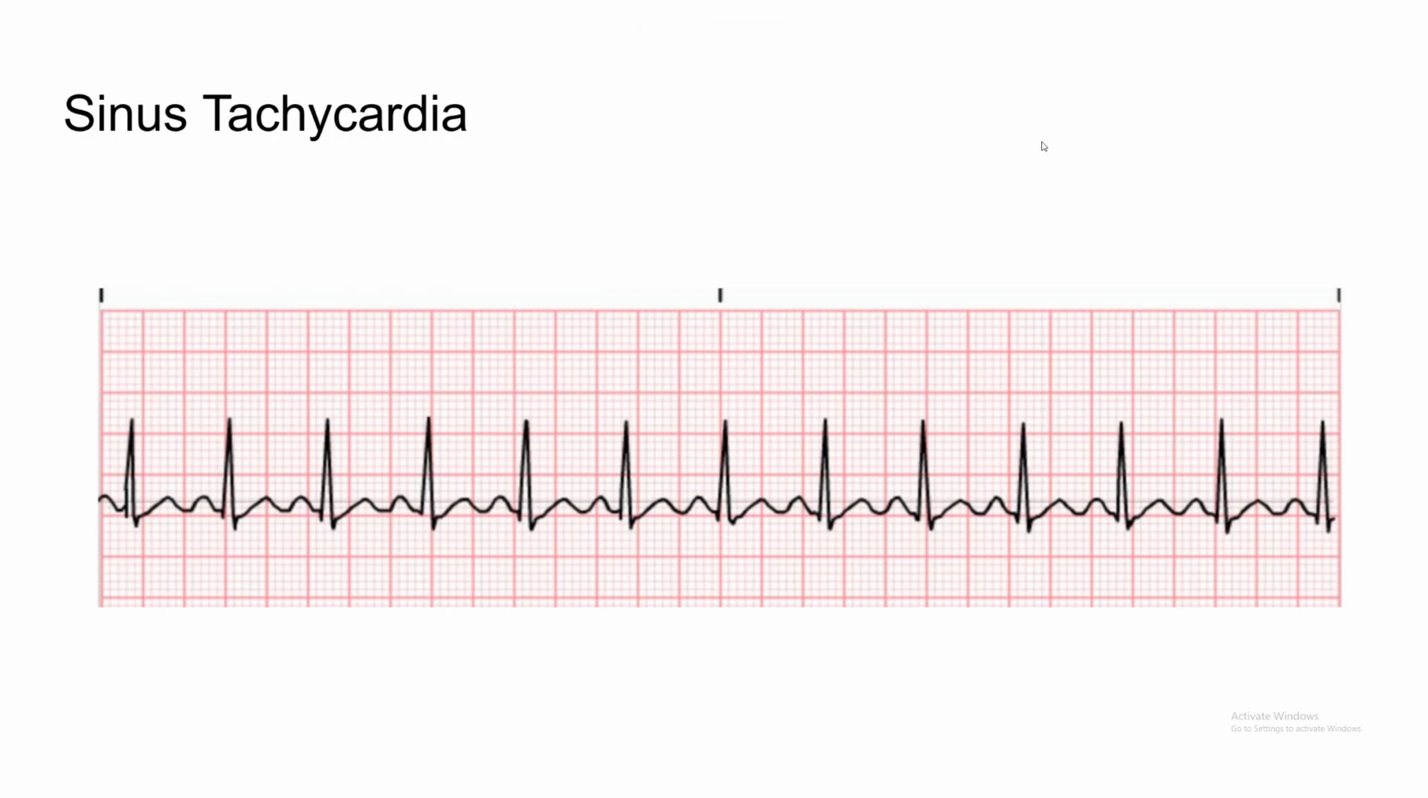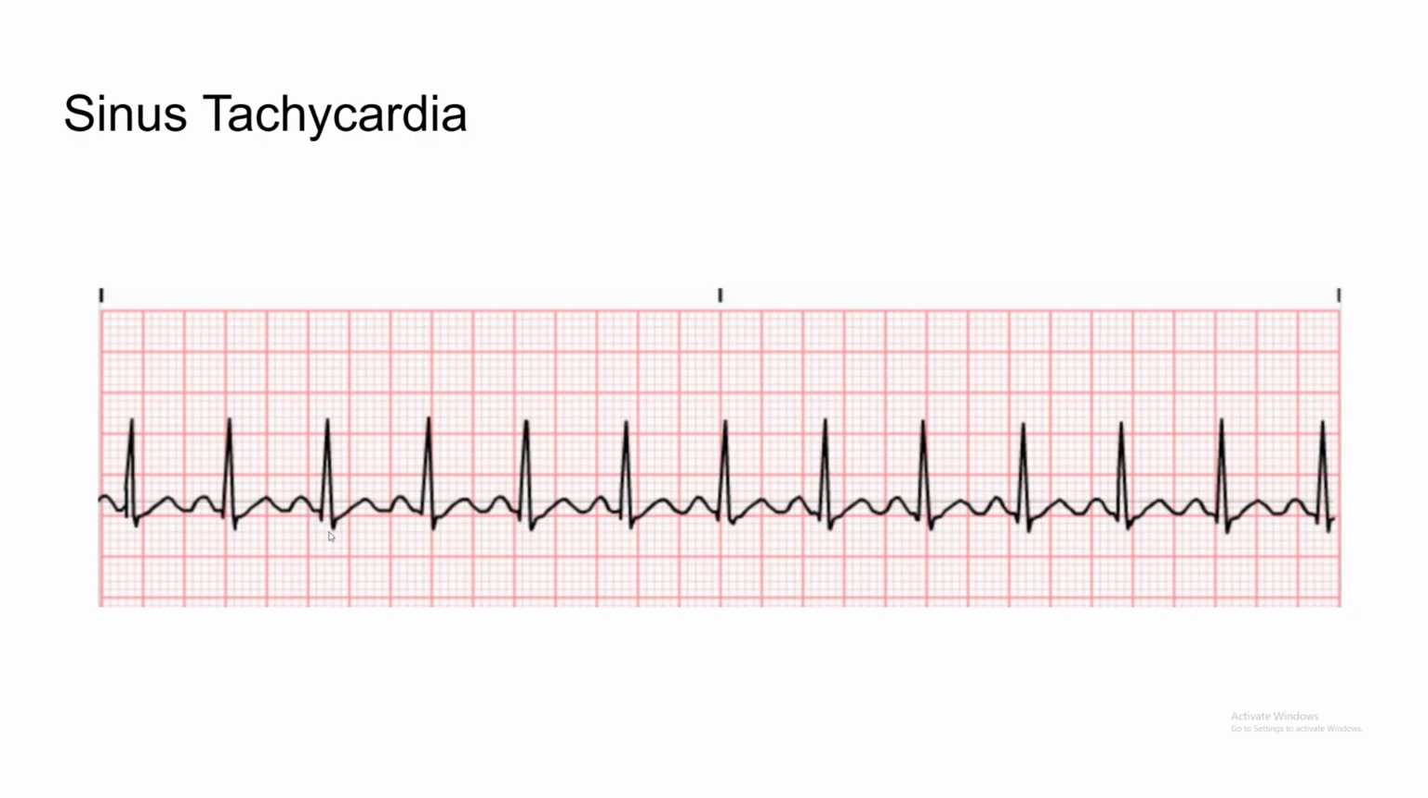All right, so here we have sinus tachycardia, and the only difference between sinus tachycardia and normal sinus rhythm is that sinus tachycardia is a sinus rhythm beating at over 100 beats per minute. And this one right here, we can quickly tell that this is about, I would say, about 140 beats a minute, maybe a little bit less, right?